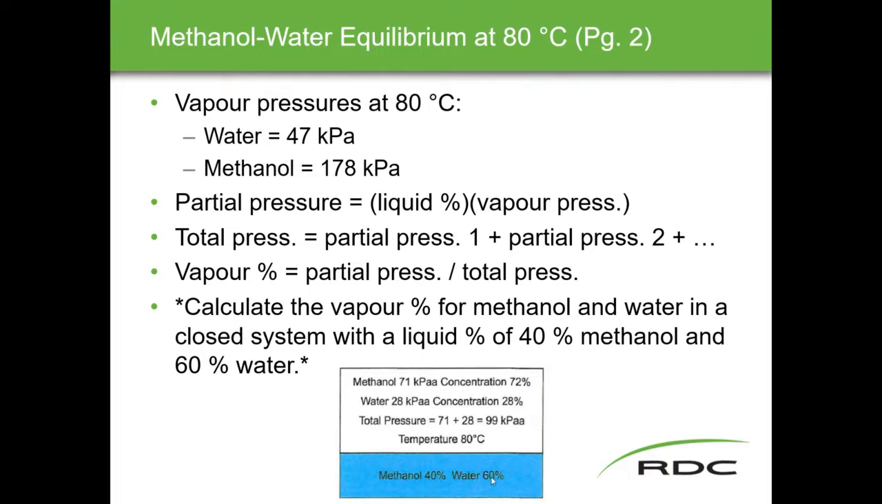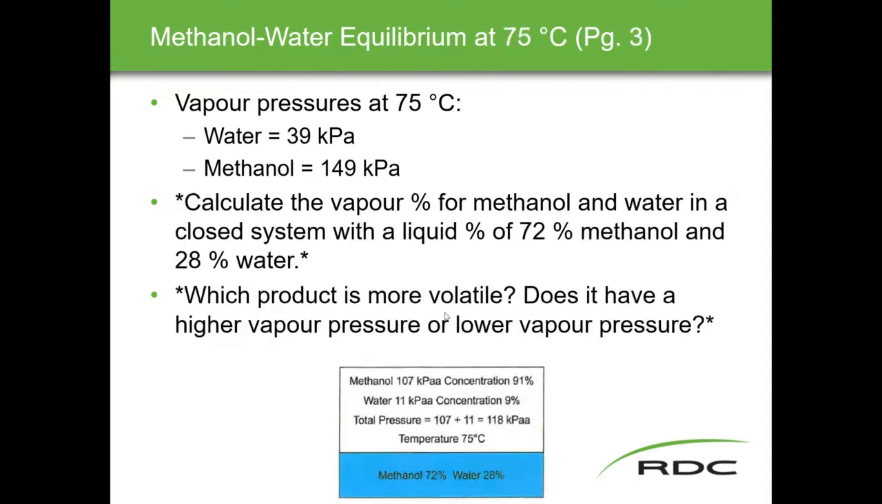If I had more water in here than I had methanol, let's call it 80-20 or whatever, the water doesn't really vaporize until it gets closer to 100. So this pressure would be a lot lower. And that's what we're going to look at on the next slide, which is this one.